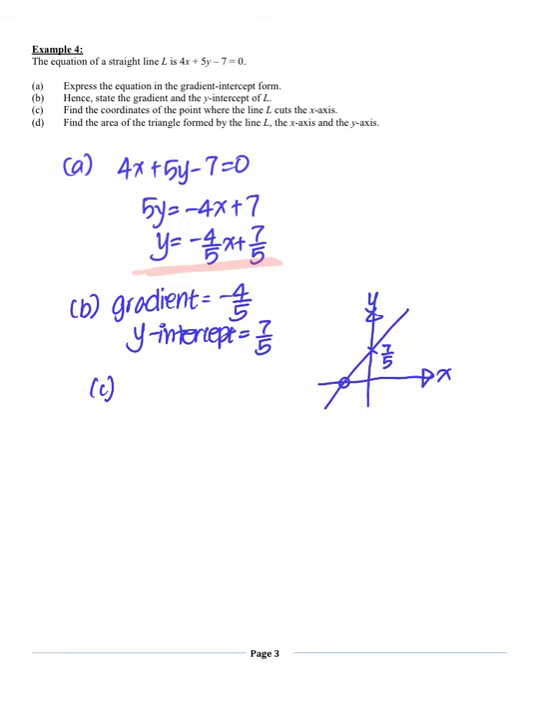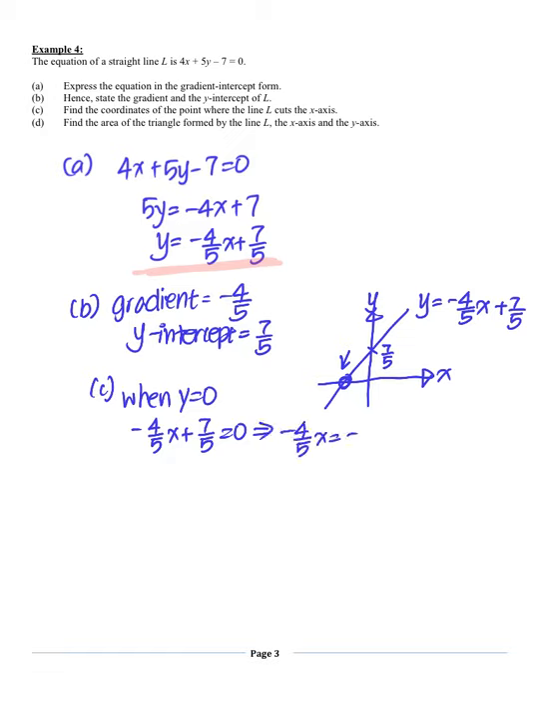So since this is the equation of the line, y equals negative 4 over 5 x plus 7 over 5. At this point, you're supposed to find, right? So when y equals 0, negative 4 over 5 x plus 7 over 5 equals 0. So negative 4 over 5 x equals negative 7 over 5. Therefore, x must equal 7 over 4, or 1 3/4.